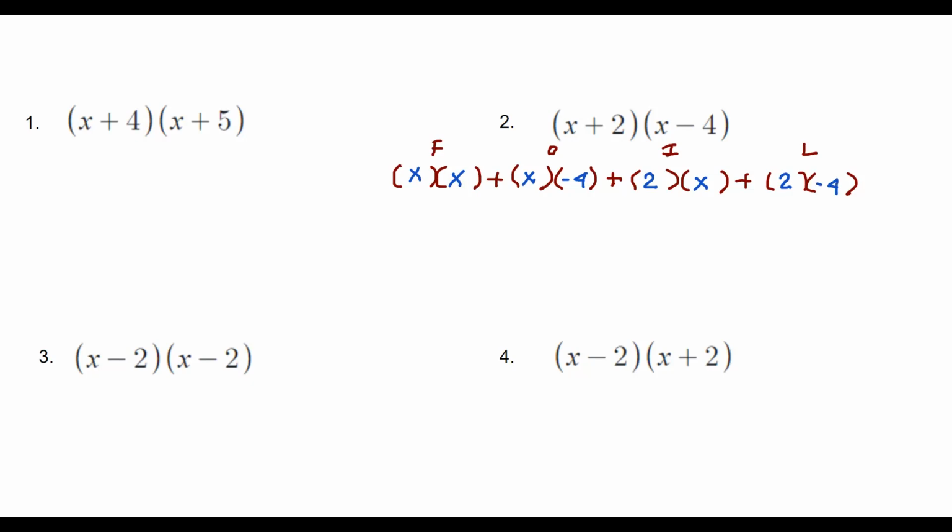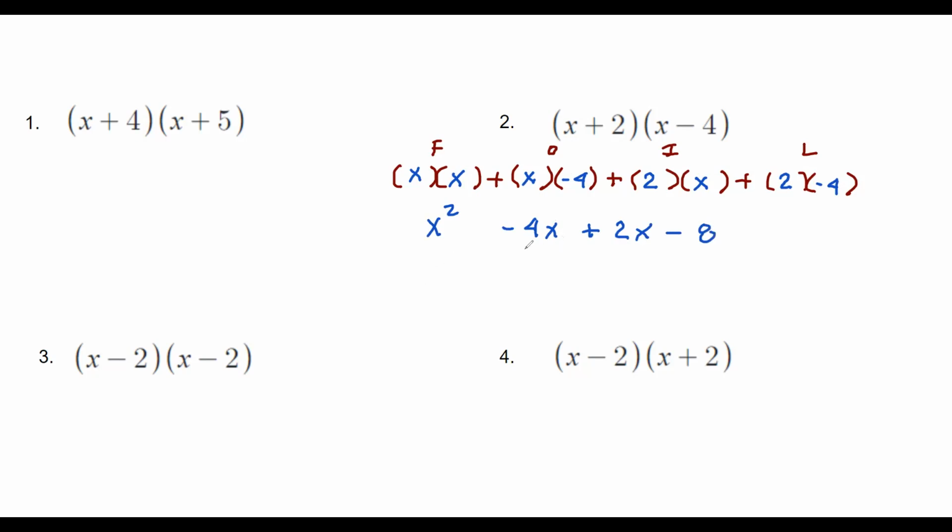So let's start simplifying. X times x, x squared. X times minus 4, minus 4x. 2 times x, it's positive, plus 2x. And 2 times minus 4, minus 8.